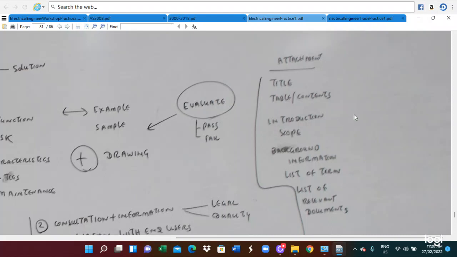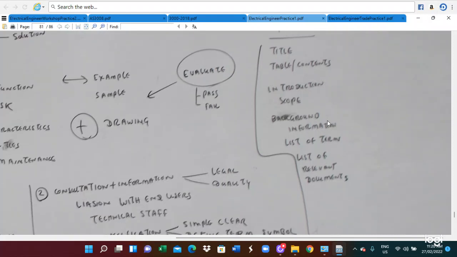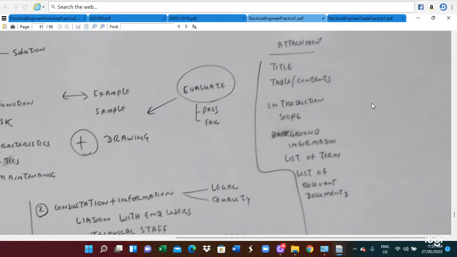After this, every specification has to include attachments. Any attachment, such as an application table or the survey notes or survey application method. They need to use an appropriate title or table and instruction, scope, background, and list of the items and list of the relevant documents. So those are also included in your specification. There must be the title, the appropriate table of contents, and also the introduction must be included as the scope of the application.